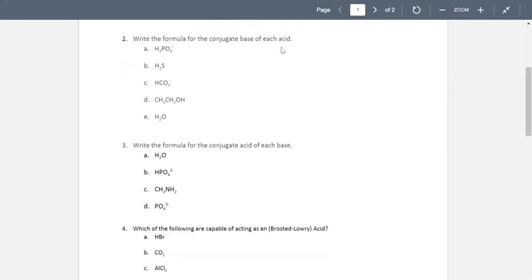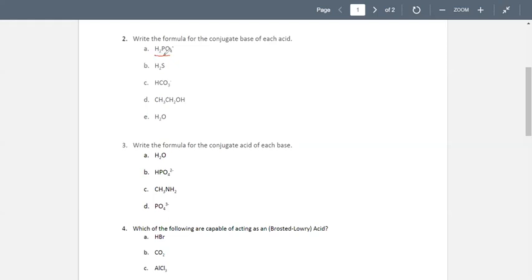For this one, write the formula for the conjugate base of each acid. What is the conjugate base of H2PO4? Can you tell me? Conjugate base means this must be what? If it's telling you to find the conjugate base, that means this is an acid or base. I can't remember. I got conjugate confused. Do you add hydrogen or take hydrogen away when it's conjugating a base of an acid? Right, it's just adding hydrogen or taking hydrogen away.